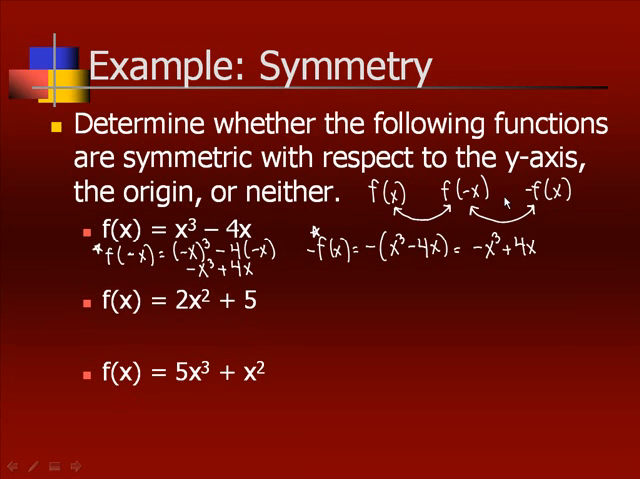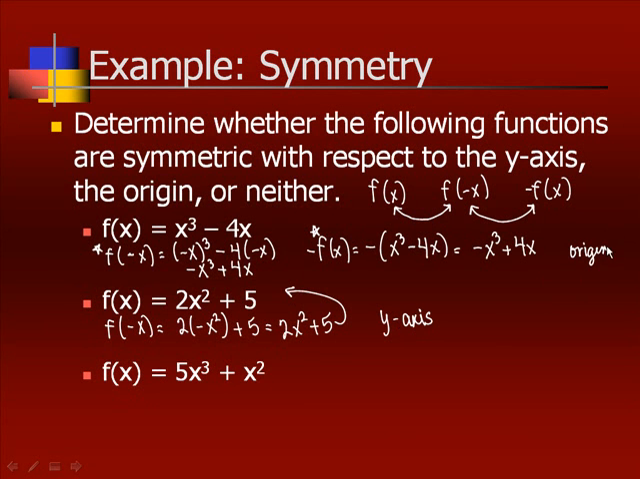Now the next one, 2x squared plus 5. Let's check this. F of negative x is 2 times negative x squared plus 5, which is 2x squared plus 5. Now notice these two are exactly the same. Therefore, these two are exactly the same. So this one was symmetric with respect to the y-axis. This one was the origin.